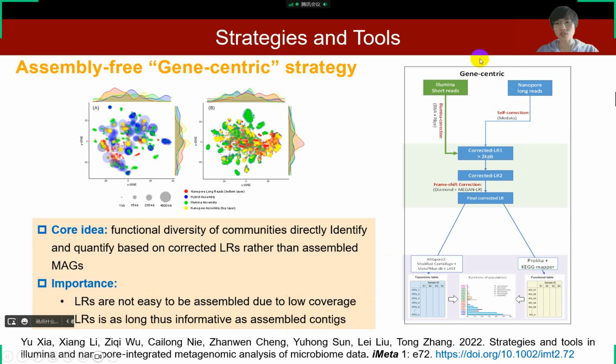In order to achieve this, the nanopore long reads just go through the 3 polishing steps as I mentioned before, and then can be subject to phylogenetic or functional annotation by different tools.